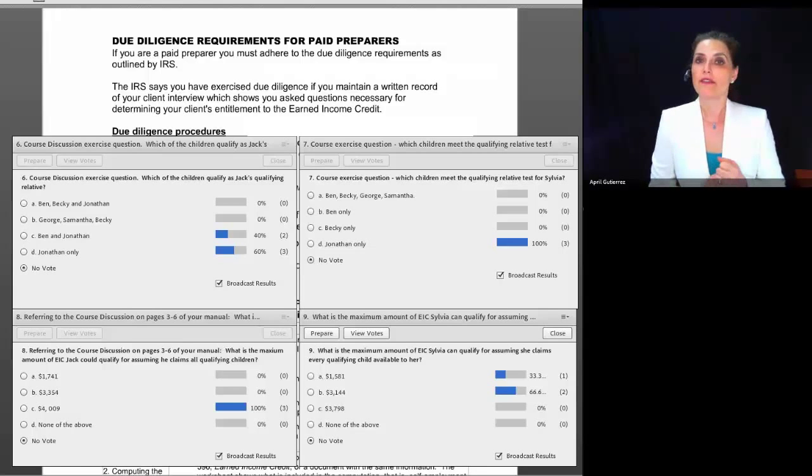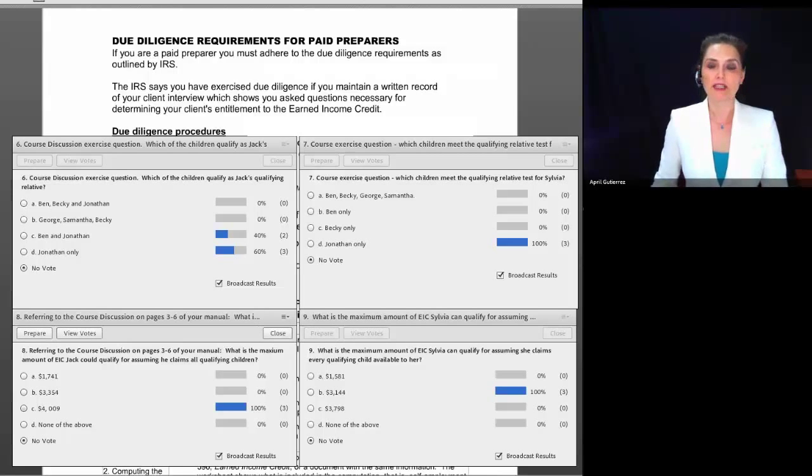Now, so we have a situation where Jack could claim three children, one of whom is Becky, and Sylvia could claim two children, one of whom is Becky. Now, clearly only one of them can ultimately claim Becky, but we're interested in what is the most earned income credit Jack could receive if he claimed every child he could claim. And the answer is he could qualify for a maximum earned income credit of $4,009 based on his income of $26,000 and three qualifying children.